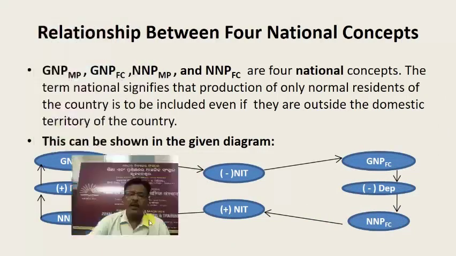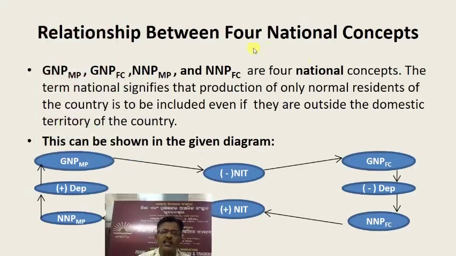relationships between four national concepts. All these, GNPMP, GNPFC, NNPMP and NNPFC, are four national concepts. Like that, you have discussed GDPMP, GDPFC, NDPMP, NDPFC. So national concepts also, in the similar way, four national concepts. The term national signifies that production of only normal residents of the country is to be included even if they are outside the domestic territory of the country.